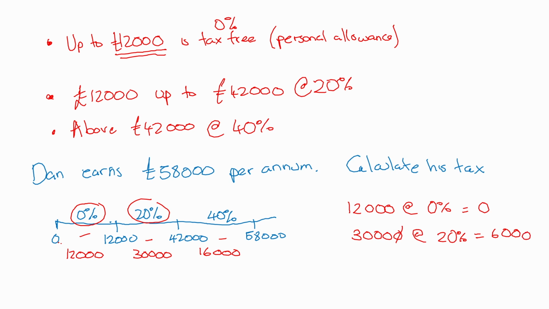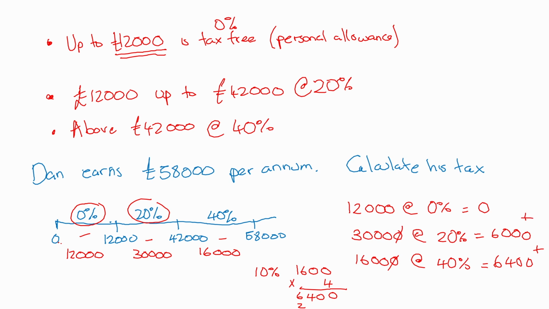And finally, the remaining 16,000 of my income is being charged at 40%. That one I will need to do a little sum. I'm going to need 10%, which is 1,600. Get rid of the 0 for 10%, and I'm going to have to times that by 4 to get 40%. 4 ones are 4, 4 sixes are 24, so 6,400. So my total tax for the year comes from adding together all these amounts. My total tax for the year in this case is 12,400.